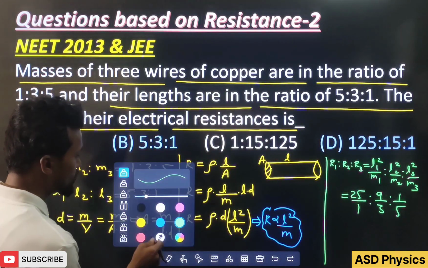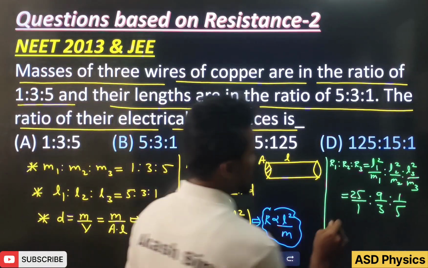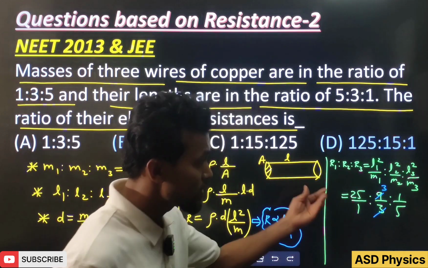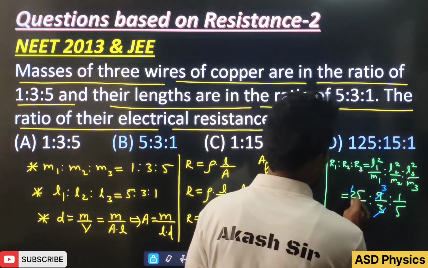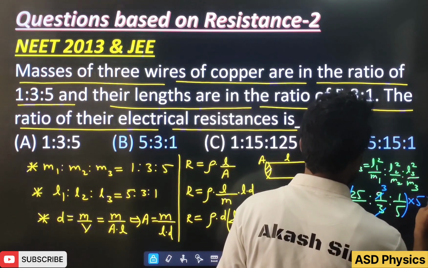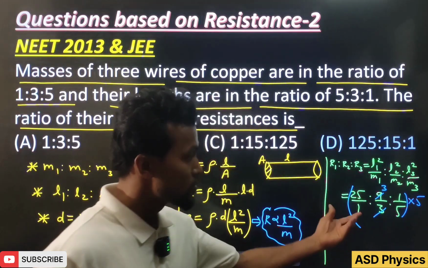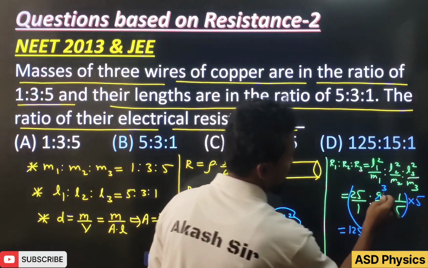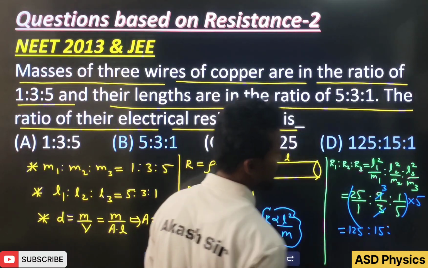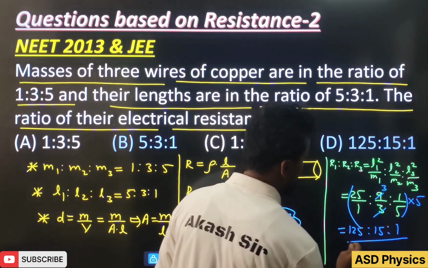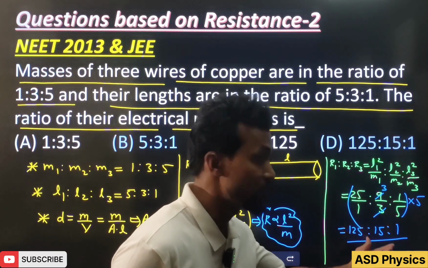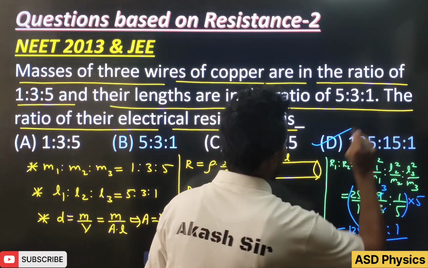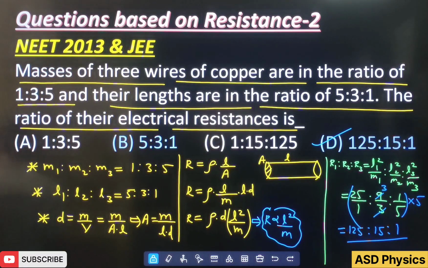9 by 3 is 3. So we have 25 is to 3 is to 1 by 5. I will multiply by 5 so that we can simplify this. 25 into 5 is 125, 3 into 5 is 15, and 1 by 5 into 5 is 1. So 125 is to 15 is to 1. Which option is matching? You can see very well that option D is matching.